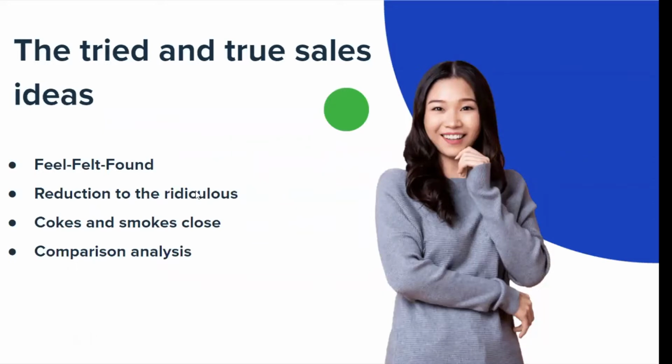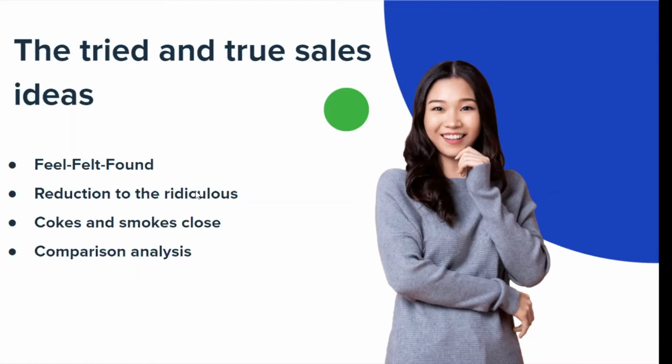That's identifying with how the customer feels, reacting to how other people have felt, and then relating what those people have found when they did business with you or purchased your product or service. Reduction to the ridiculous is the second one. In reduction to the ridiculous, this relates to minimizing the cost. So in other words, let's say I had a $300 a month subscription service, that would be about $9.95 a day. Make sense?